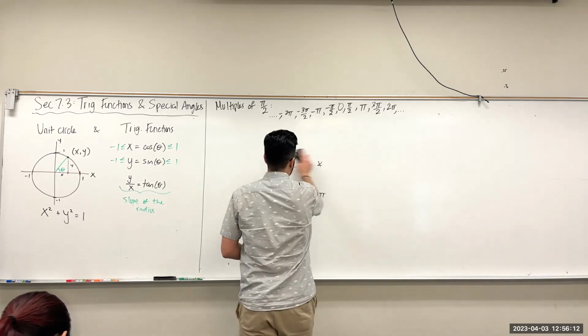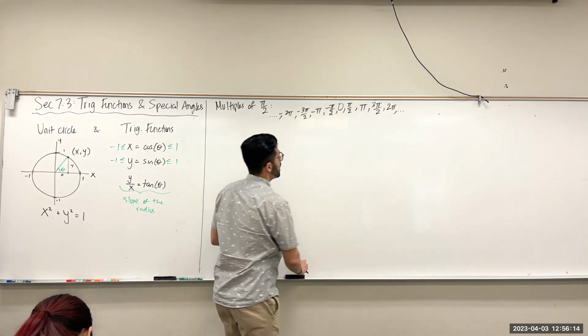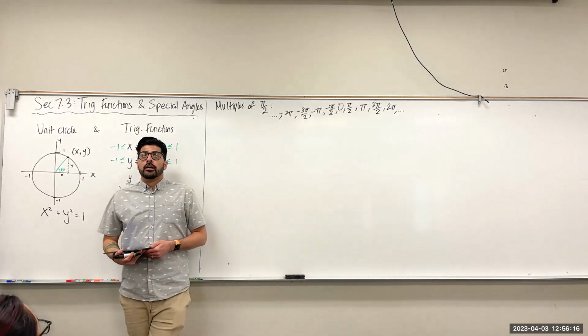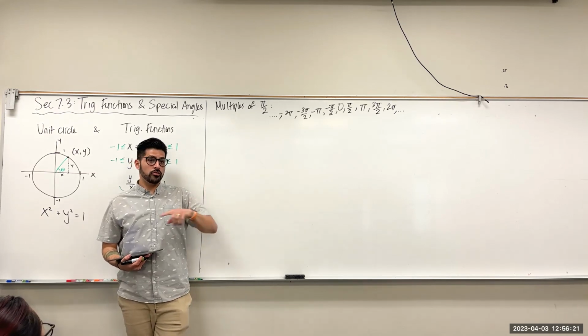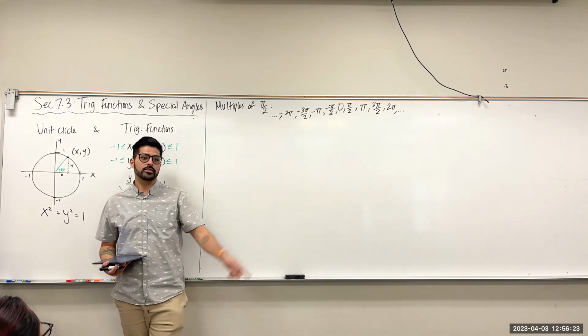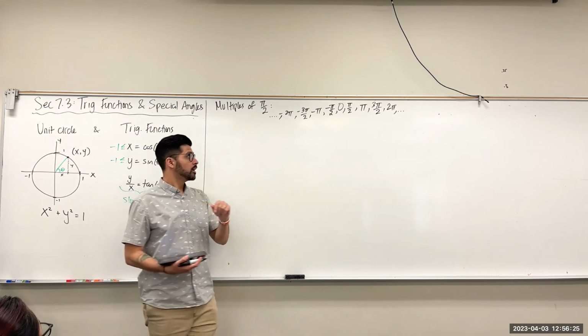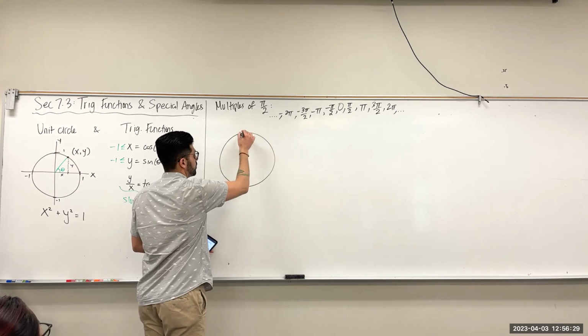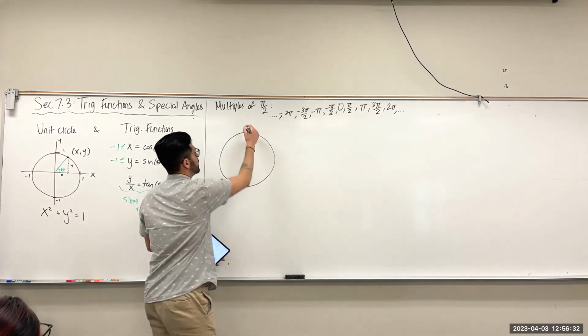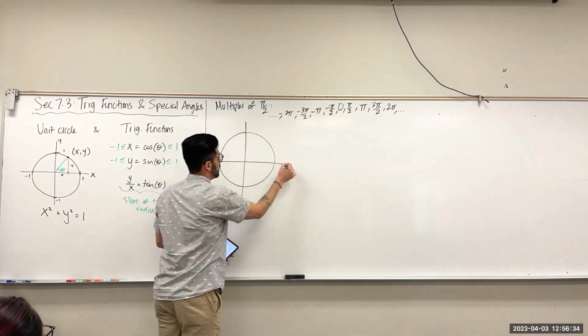And so let's take a look. What makes it hard to evaluate trig functions at these special angles is knowing where they're at on the unit circle. Okay, because once you know where they're at, it'll be very helpful. So let's do a little circle here.